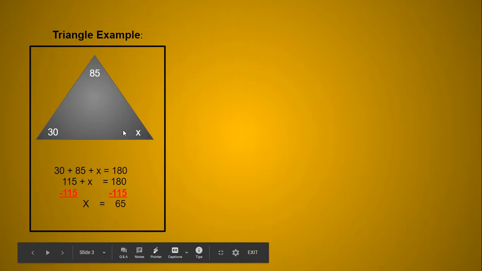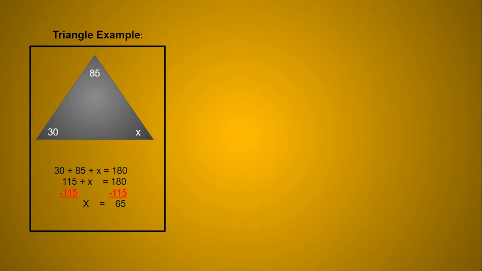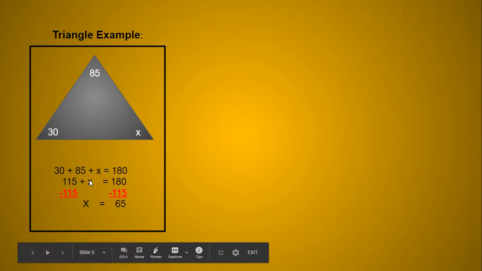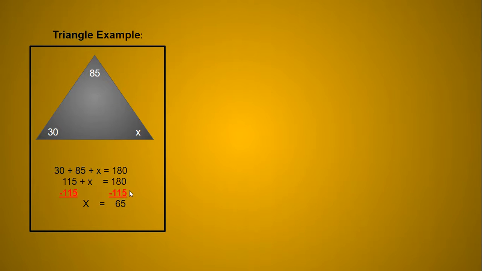So for the triangle, we have a triangle that has angles 30, 85, and x. Knowing that a triangle's angles equal 180 degrees, we add 30 plus 85 plus x to see what the x value would be to get to 180 degrees. So 30 plus 85 is 115. This becomes a one-step equation right here. So we take 115, this is positive. We have to do the opposite, which is a negative 115, to both sides. This creates a 0 pair here. So we have x by itself, and 180 minus 115 is 65. So x, this angle here, would be 65 degrees.